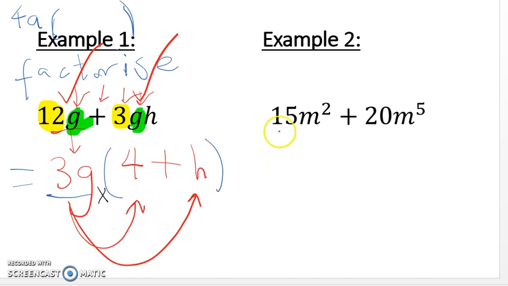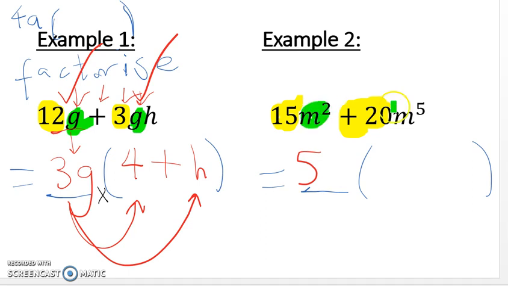Example 2. Let's set up our little shell or our structure for the factorising. I need a line, I need brackets. It's the first thing I write down. Then I begin to think about how to fill them up. I've got 15 and 20, or positive 20. So the highest common factor of 15 and positive 20 is 5. And then I've got m squared and m to the 5.